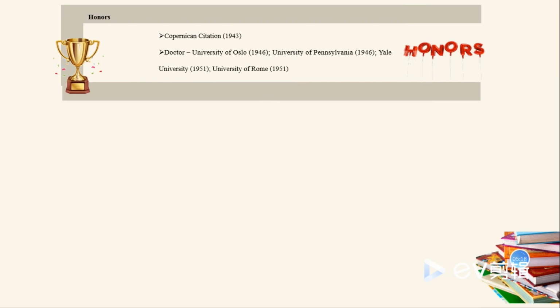His honors. He got Copernican citation in 1843, and he got 4 doctorate degrees in his life. In 1946, he got 2 doctorate degrees in University of Oslo and the University of Pennsylvania. And in 1951, he got 2 doctorate degrees also, which includes the doctorate degree of Yale University and the doctorate degree of University of Rome.